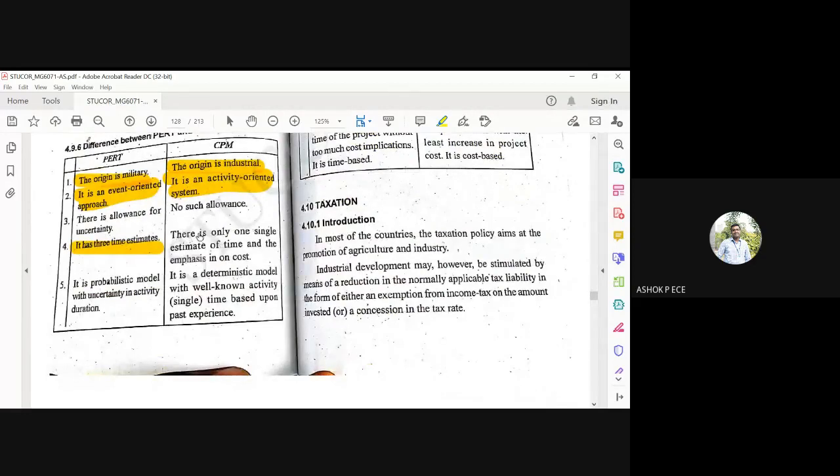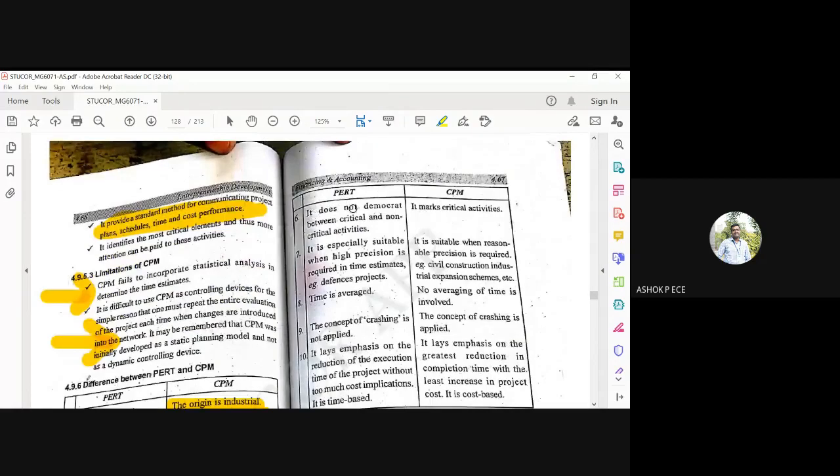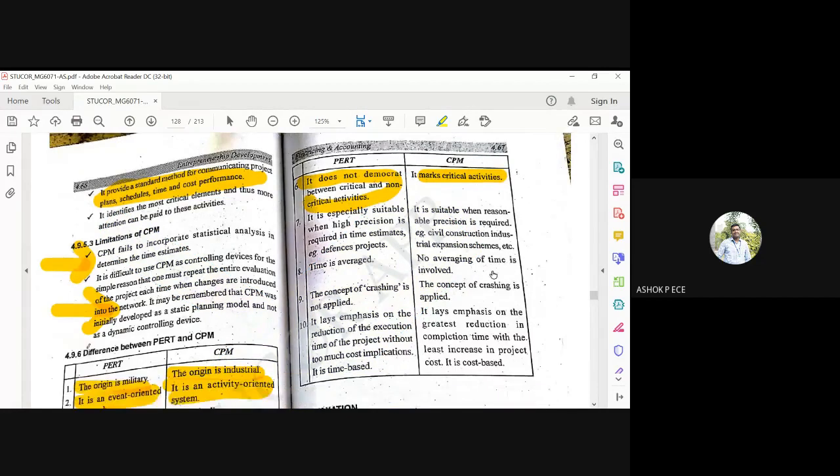But in CPM you have only a single estimate of time and emphasis on cost. PERT is a probabilistic model with uncertainty in activity duration. CPM is a deterministic model with well-known activities and time based upon past experience. PERT does not differentiate between critical and non-critical activities, but CPM does. CPM is focused on critical activities only.